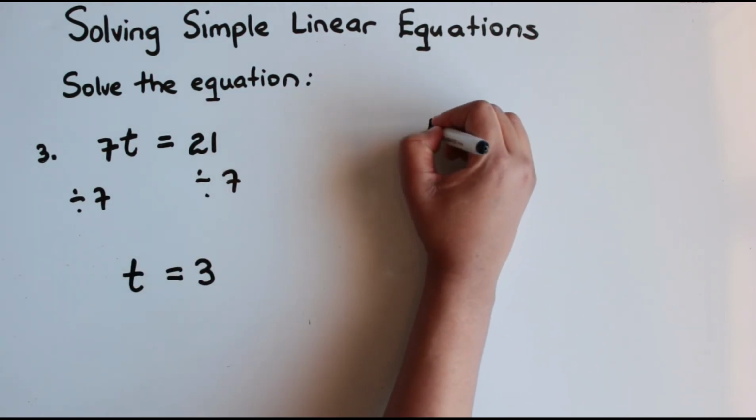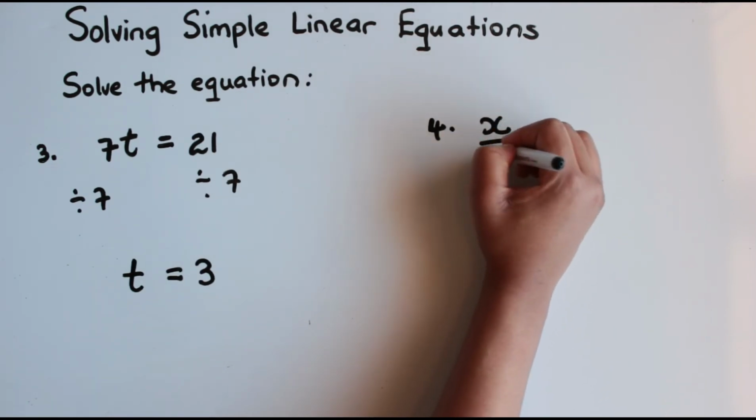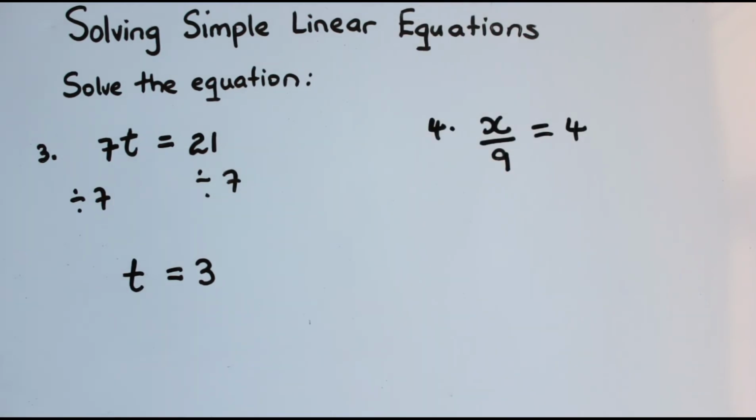And our final example for this video, we're looking at x divided by 9 equals 4. Again, I'm trying to solve for my unknown, which is x. The x is being divided by the 9, which therefore means I need to do the opposite of division, which is to multiply.